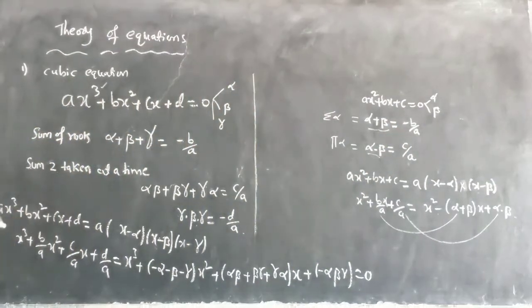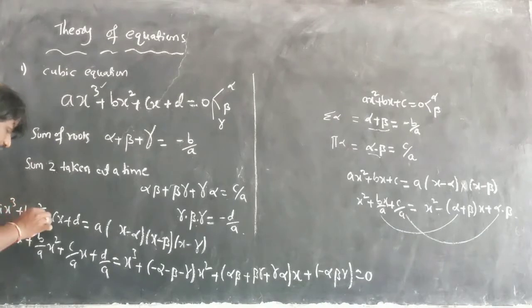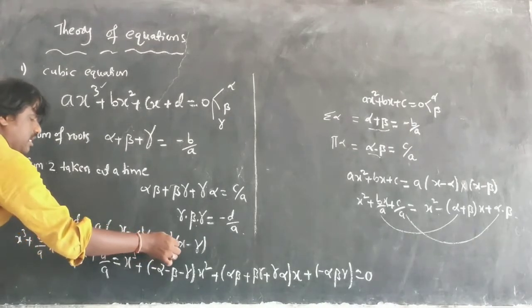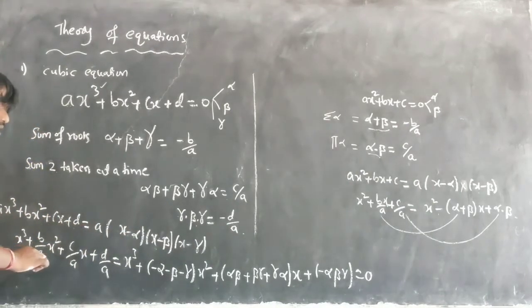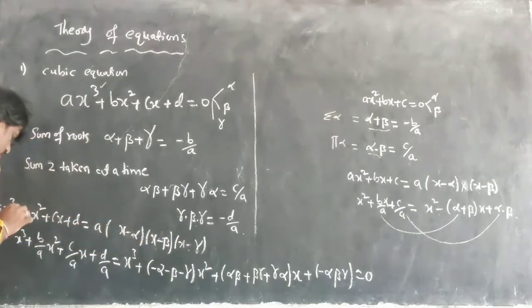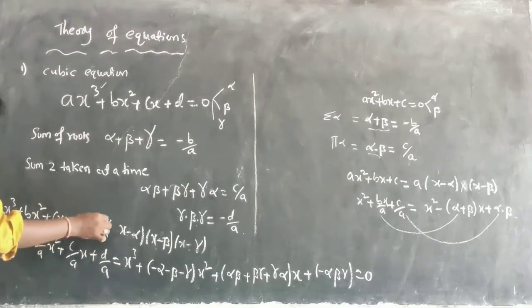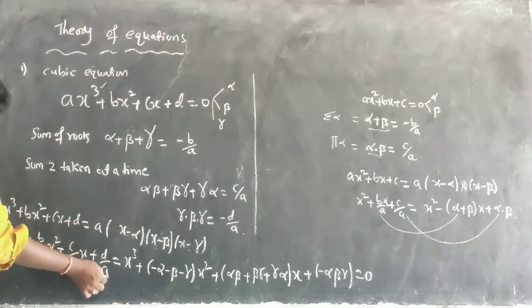Now what I was saying, why you got it like this: if this is a cubic equation, then we can write a times x minus alpha into x minus beta into x minus gamma. The product of this will give you this. The x cube coefficient is a, so we have to multiply with a. Divide by a on both sides. A will be cancelled here, and you get b by a, c by a, d by a.